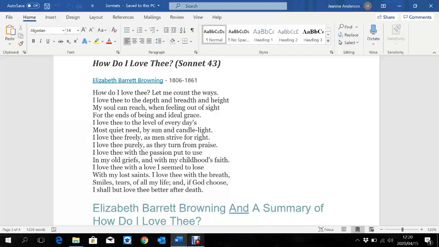By sun and candlelight, I love thee freely as men strive for right. I love thee purely as they turn from praise. I love thee with the passion put to use.